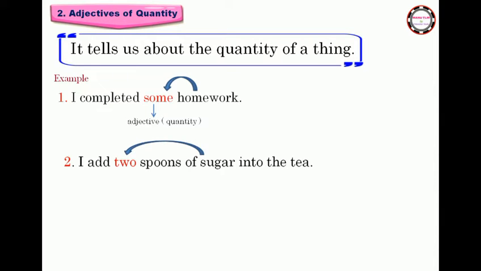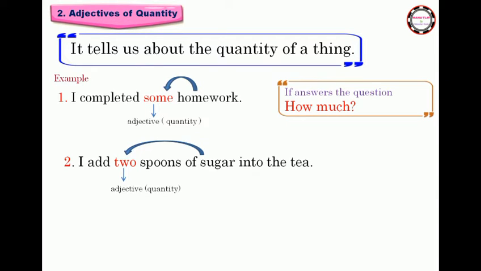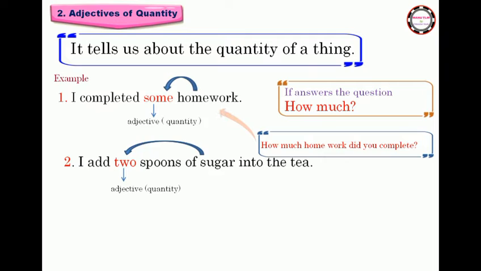Now observe the second sentence. I add 2 spoons of sugar into the tea. Sugar is a noun. How much sugar do you add? 2 spoons. So it is an adjective. Questions start with how much. First sentence question: how much homework did you complete? The second sentence question: how much sugar do you add?